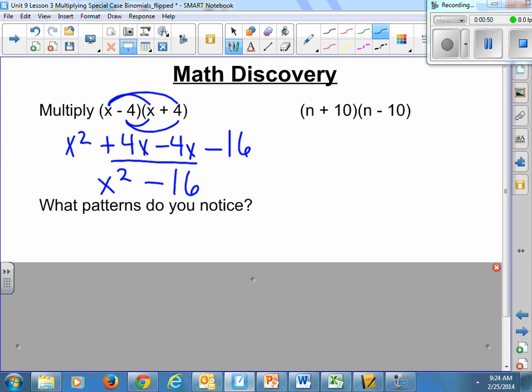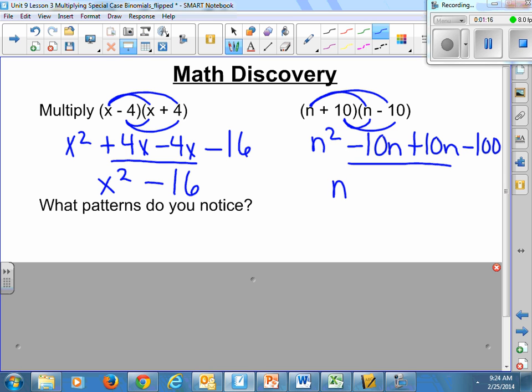Alright, let's look at it one more time. n plus 10 times n minus 10. So again, let's go ahead and use the distributive property. n times n is n squared. n times negative 10 is negative 10n. 10 times n is positive 10n. And 10 times negative 10 is negative 100. So again, let's combine our like terms. You have n squared, your negative 10n and your positive 10n will cancel. And then that leaves us with negative 100, so your final answer is n squared minus 100.